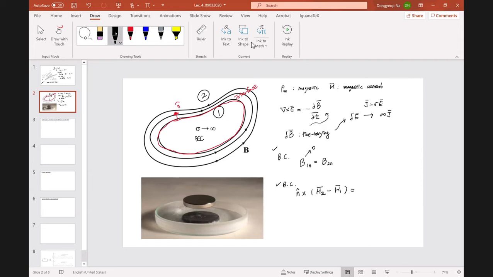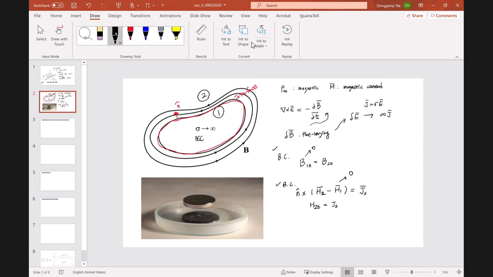Its tangential component should satisfy this boundary condition. Js is a surface current or sheath current flowing along the interface of this PEC. And also this one, the magnetic flux density in the PEC is 0. That means that the tangential component of this magnetic flux density should equal the surface current.